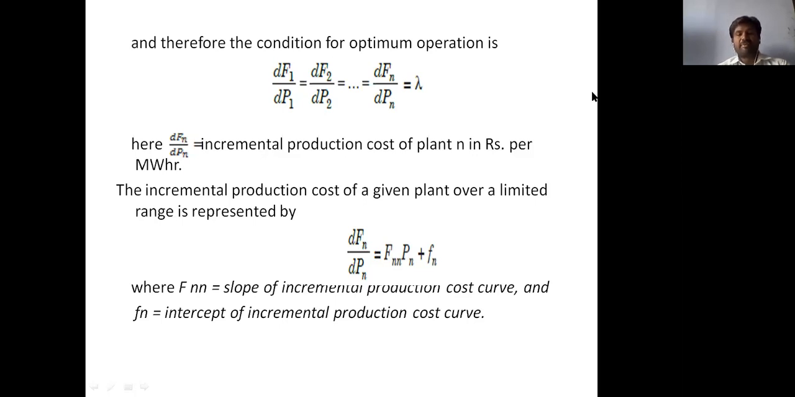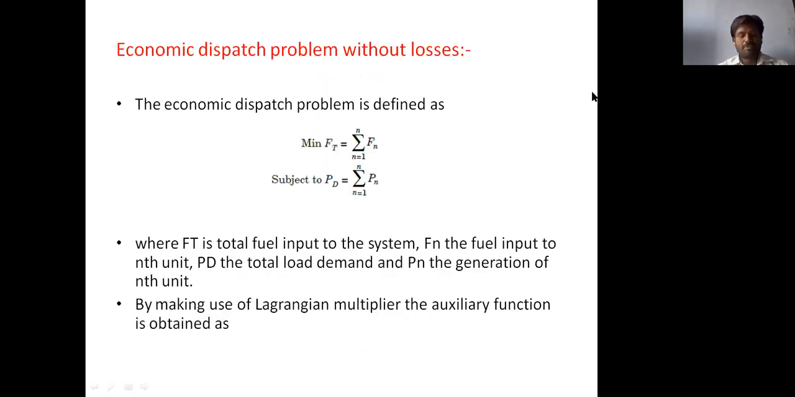Here fnn means the slope of the incremental production cost curve and fn means the intercept of the incremental production cost curve. This is the economic dispatch problem. Once again, the economic dispatch problem, for a given network of power generators, is concerned with how much power is generated by each generator for a given load demand. This is the economic load dispatch problem.